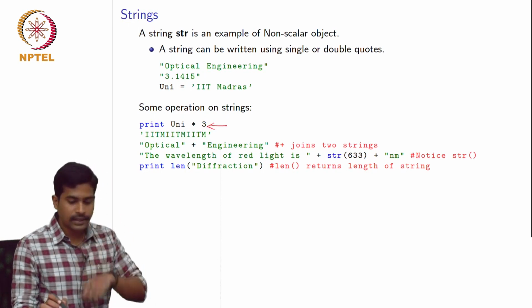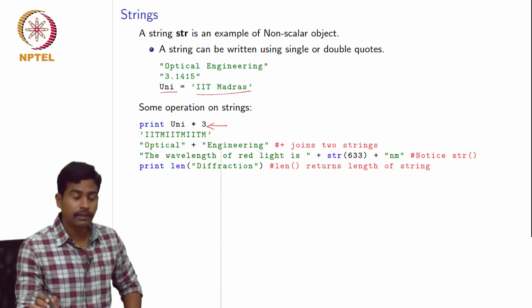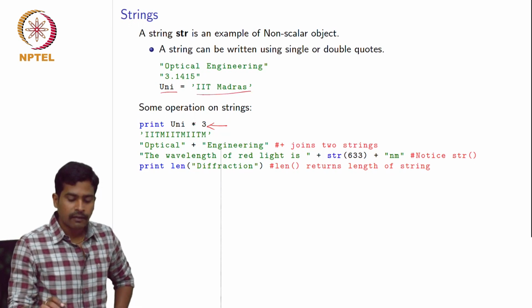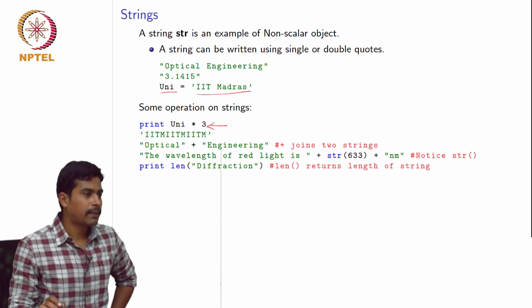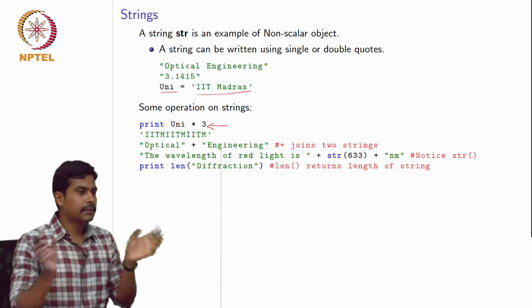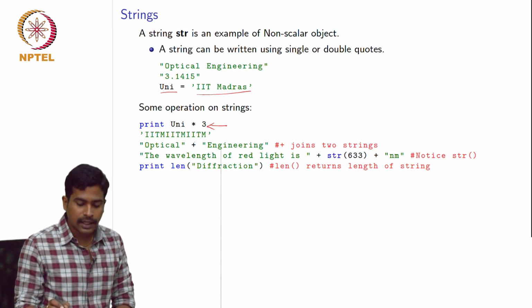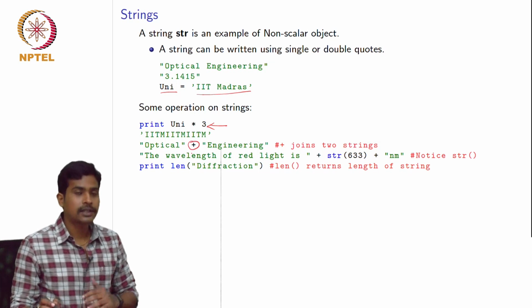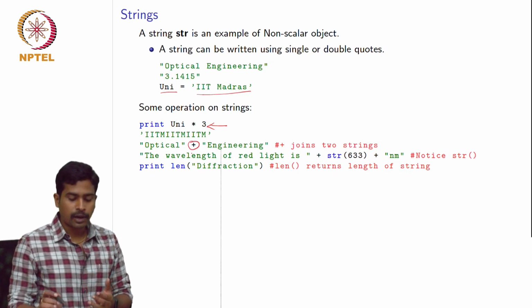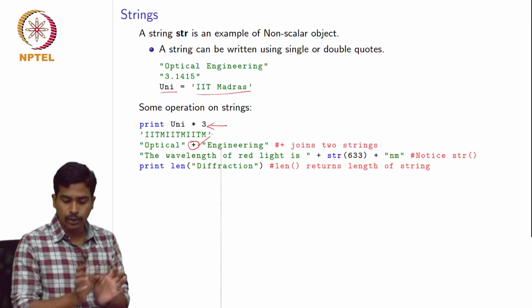So here what happens is, as we have declared earlier, the variable uni is assigned with a string called IIT Madras. When I say multiply it with 3, what happens is the string is repeated 3 times, okay, and it makes a bigger string. So that is one operation, and the other operation, plus, means the concatenation operation. What this does is, it will take 2 strings and then it will join these strings together.